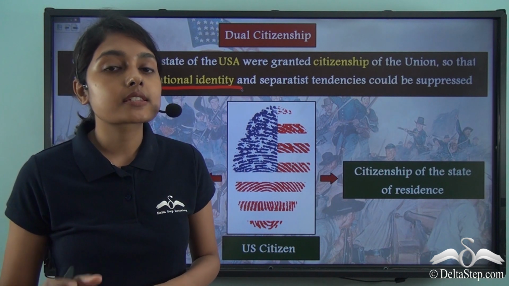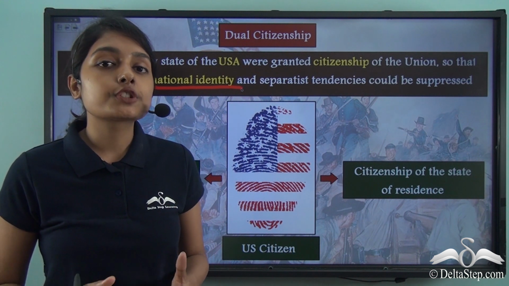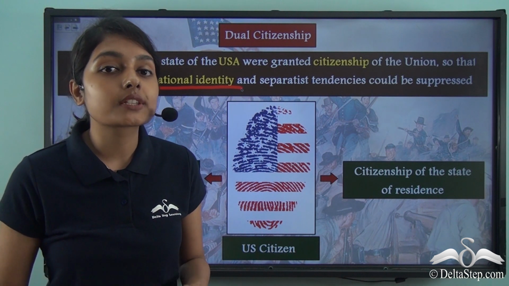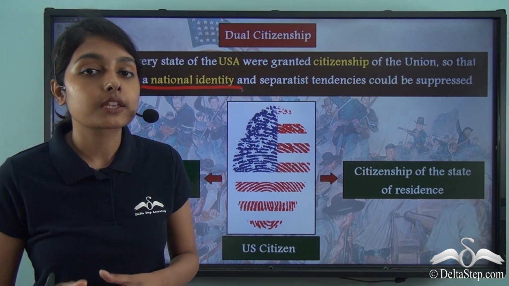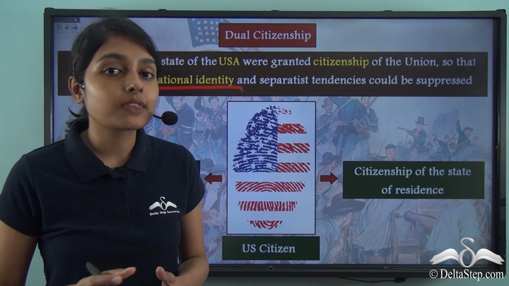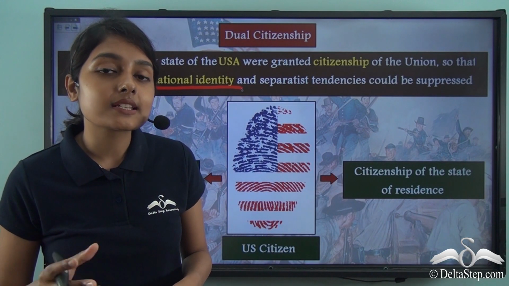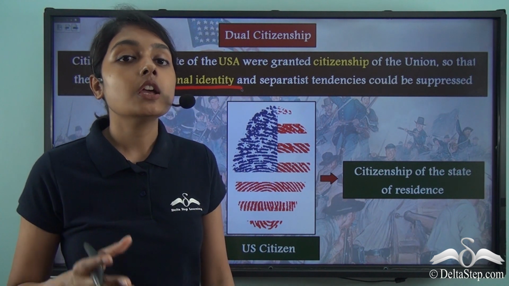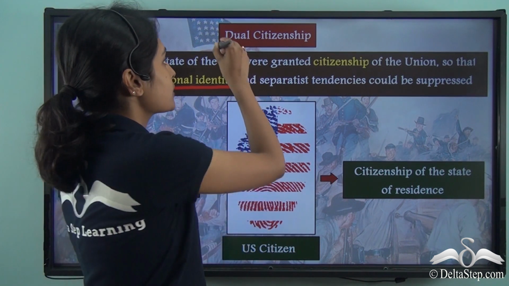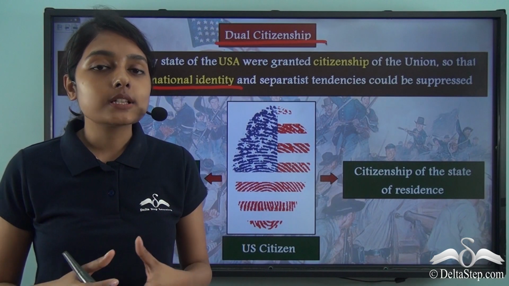Suppose you live in the state of Texas. Previously, that is before the American Civil War, you would have only been a citizen of Texas, and the citizenship of Texas or the state citizenship would invariably make you a US citizen. So there was only the state citizenship that the people of America enjoyed. Now we have learned that so many people decided to wage war against the nation because they did not feel one with the nation, and so now was required what we came to know as the dual citizenship. Now what is dual citizenship?